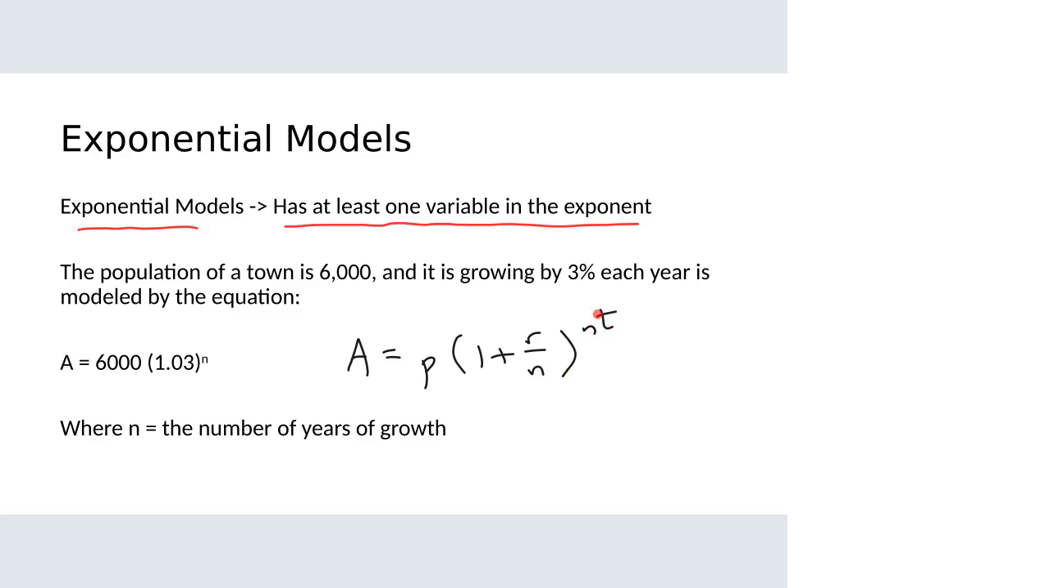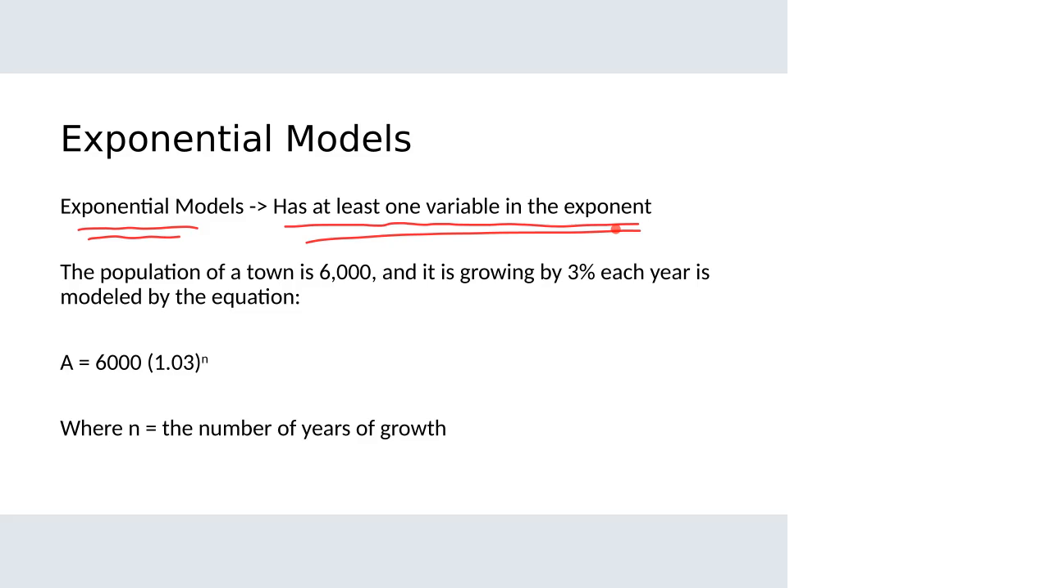The formula for compound interest. What you'll notice in that formula for compound interest is we have variables that are in the exponent. And so you've already worked with an exponential model, you just didn't know it. Compound interest is a model that has a variable in the exponent. We're going to see some others, but that's one example that you're already familiar with. But keep in mind, an exponential model has a variable in the exponent. And here's an example of one of those.